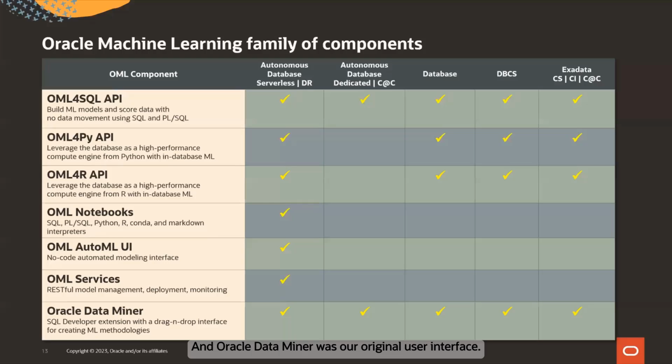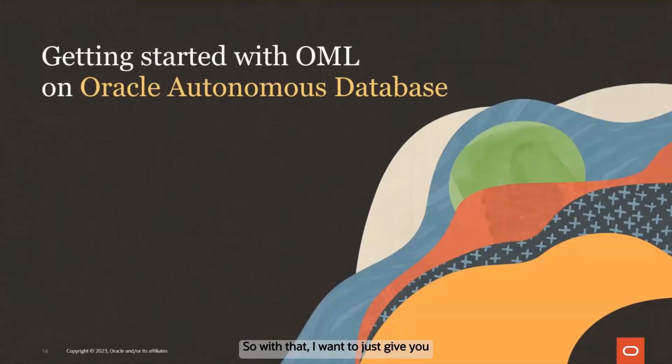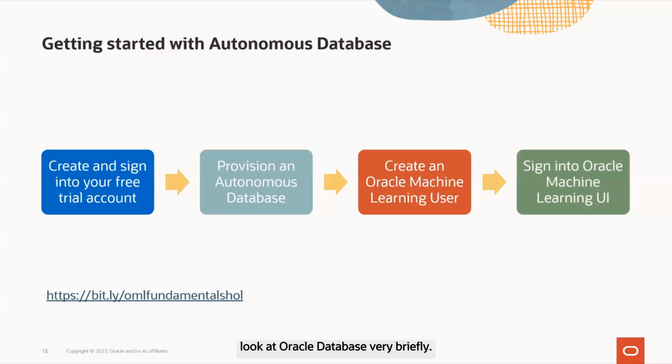And Oracle Data Miner was our original user interface. It's a SQL Developer extension that has a drag-and-drop interface for creating machine learning methodologies. You can connect to your Autonomous Database for that, as well as other Oracle Database instances. So with that, I want to give you an idea of how to get started with OML on Autonomous Database first, and then we'll look at Oracle Database very briefly.